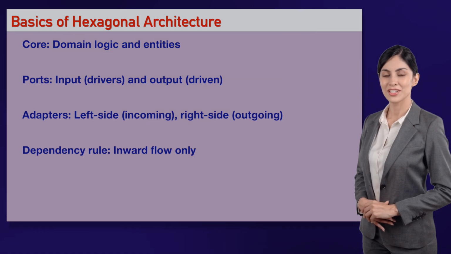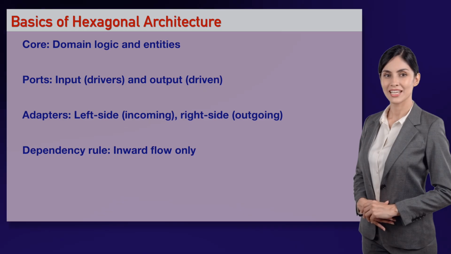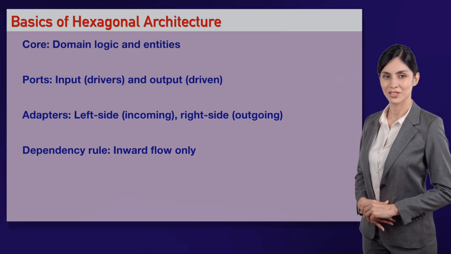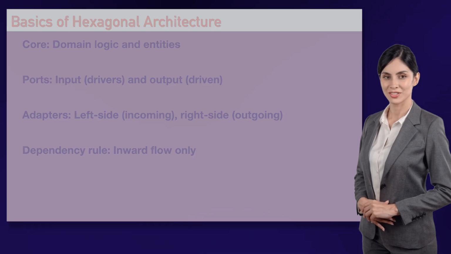Left side adapters handle incoming traffic like web controllers, while right side adapters connect to external systems like databases. The key dependency rule is that all flow points inward. The core depends only on port abstractions, never on concrete adapters.